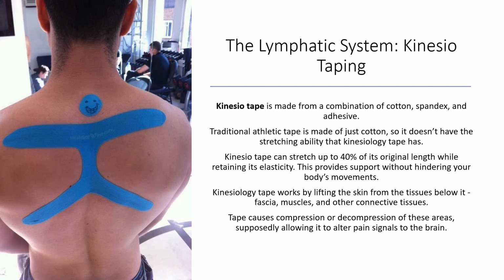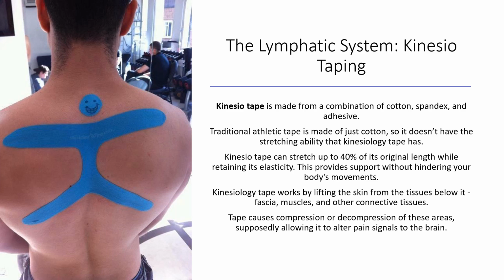Okay, so another popular method for lymphatic drainage is kinesiotaping. Kinesiotape is made from a combination of cotton, spandex and adhesive. Traditional athletic tape is just cotton. So kinesiotape has extra stretching capability that allows you to really get better proprioceptive feedback from your skin and the other proprioceptors around your body. It can stretch up to 40% of its original length while retaining its elasticity, providing support without hindering your body's movements.